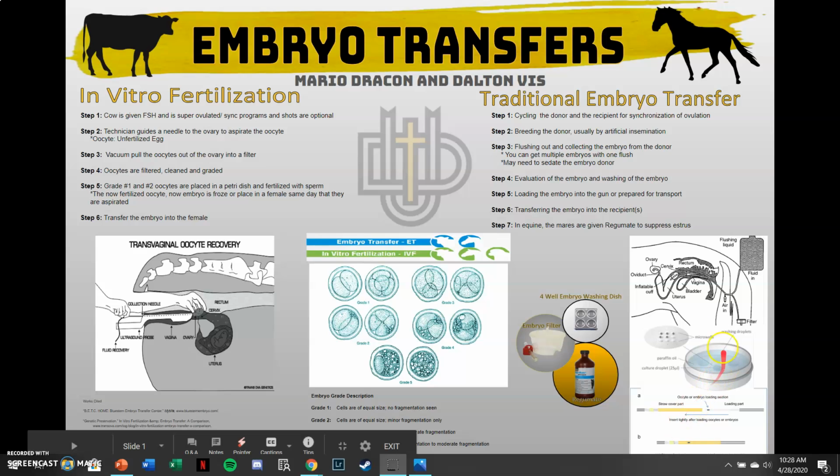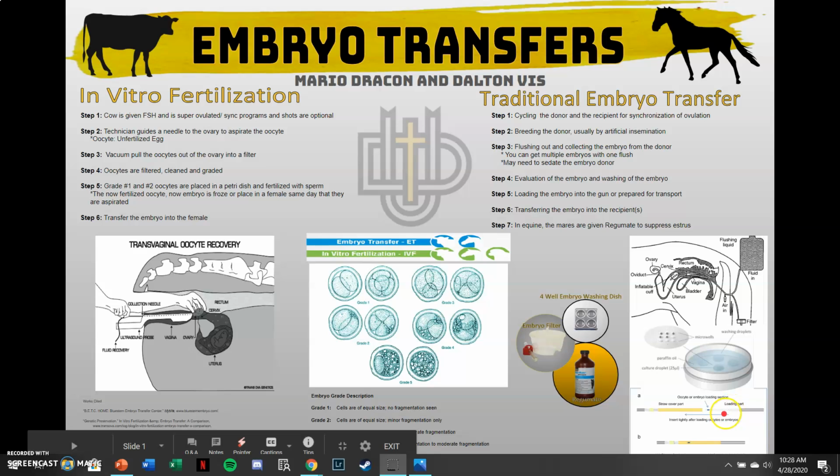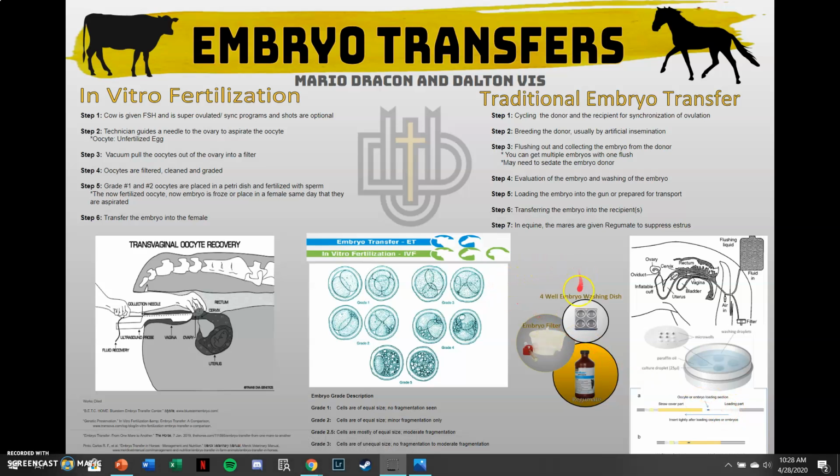And there has been a challenge that the embryos will get caught up on the tip of the gun, so you always got to make sure that that does not happen. Once you have transferred the embryos into the recip, they are sometimes given medication or drugs to help them take the embryo better.